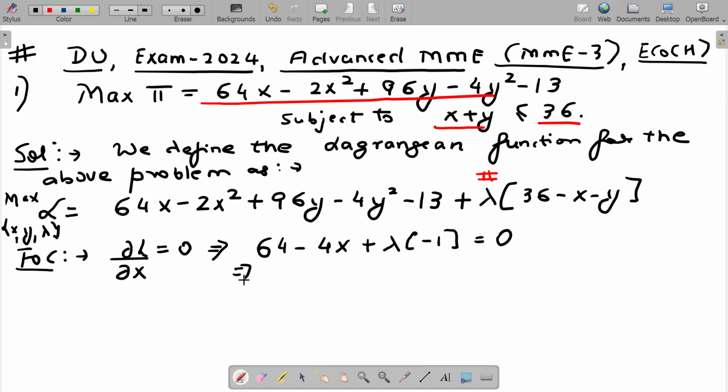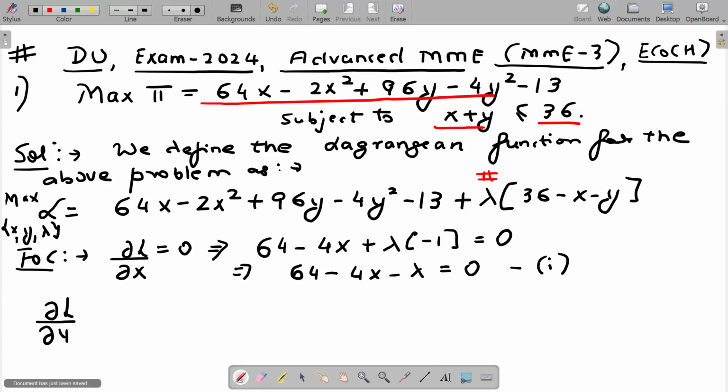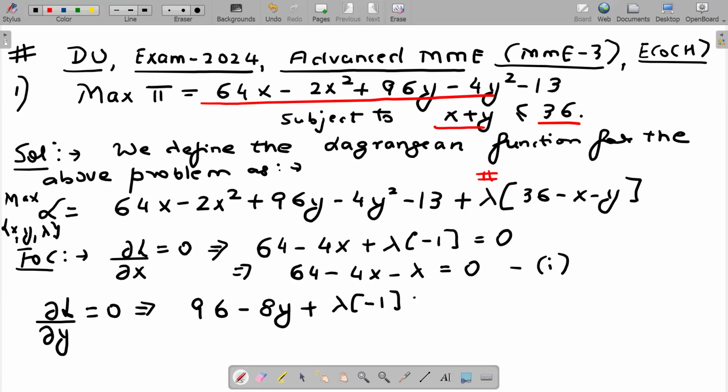Okay, so it's 64 minus 4x plus lambda times minus 1 equal to 0. So I get 64 minus 4x minus lambda equal to 0. Equation number 1. Then I have del L by del y equal to 0. If I differentiate the Lagrange with respect to y, I get 96 minus 8y plus lambda times minus 1 equal to 0. So I get 96 minus 8y minus lambda equal to 0. This is equation number 2.